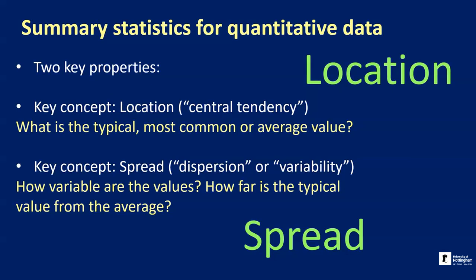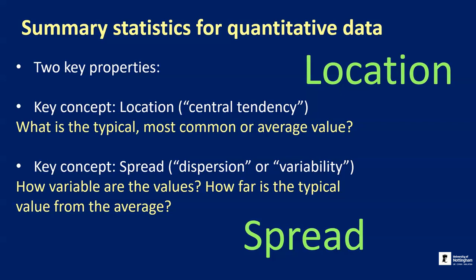Okay, so what about quantitative data? Things get a bit more interesting because you can do quite a lot more with quantitative data, where the data are collected on a numerical scale of some sort. There are really two kinds of summary statistics that we can generate for quantitative data. We can generate what we call location statistics, sometimes called measures of central tendency, or we can generate measures of spread or dispersion or variability.